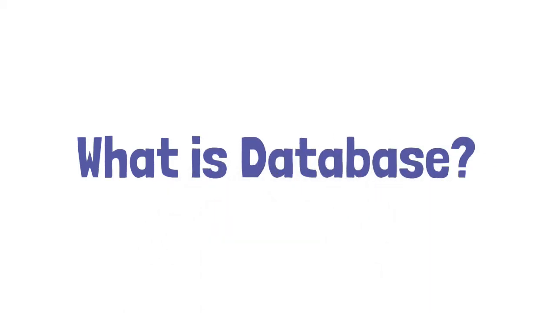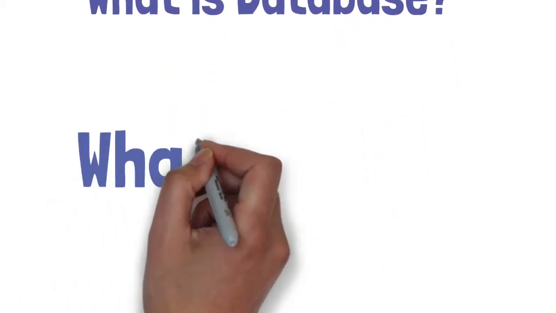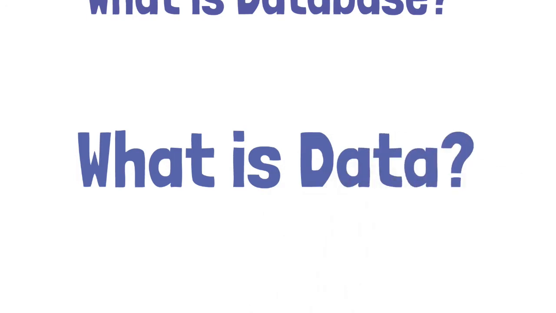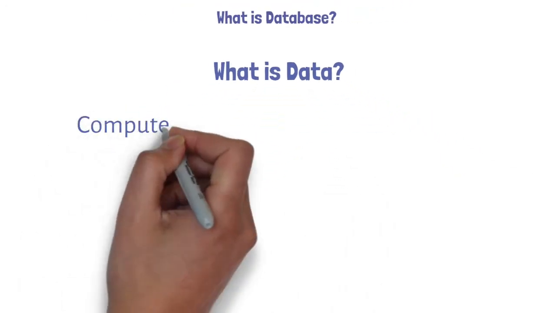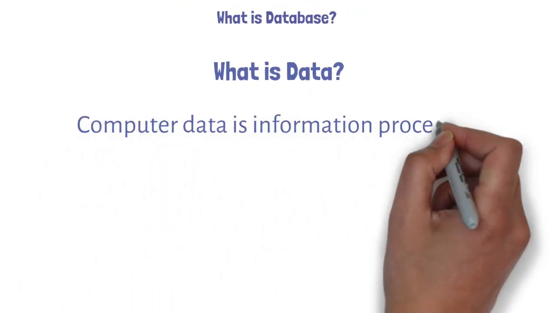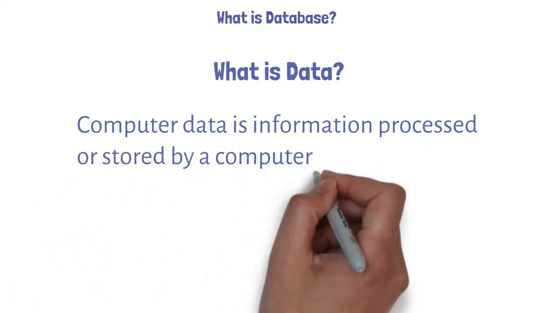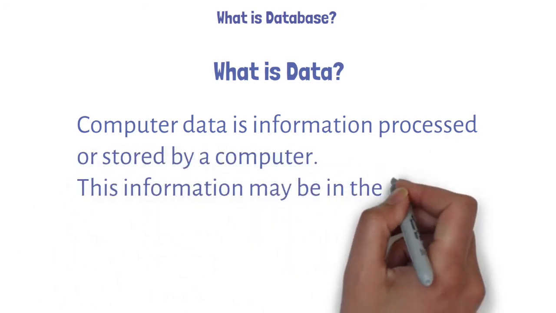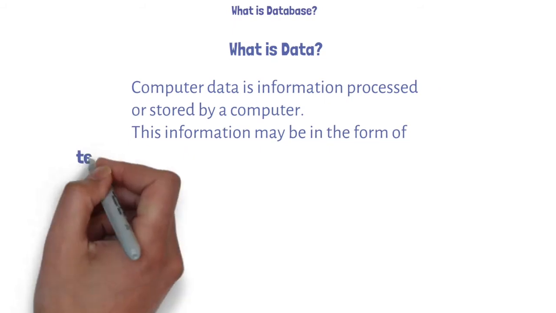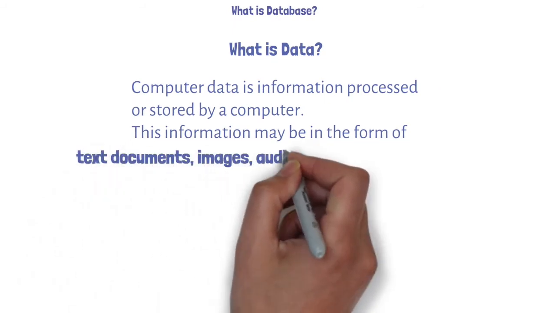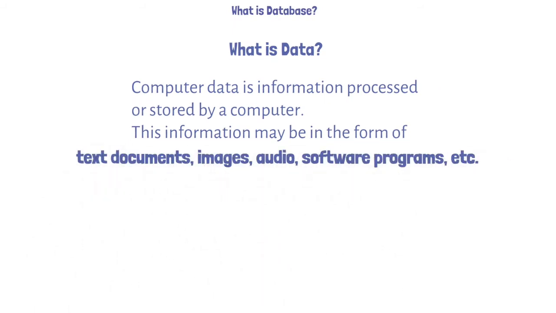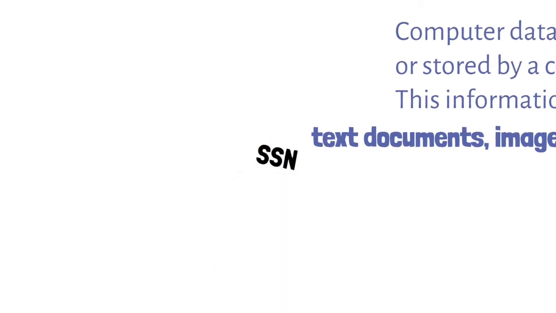What is database? Before we look at what is database, let's take a look at what is data. Computer data is information processed or stored by a computer. This information may be in form of text documents, images, audio, software programs, and so on.